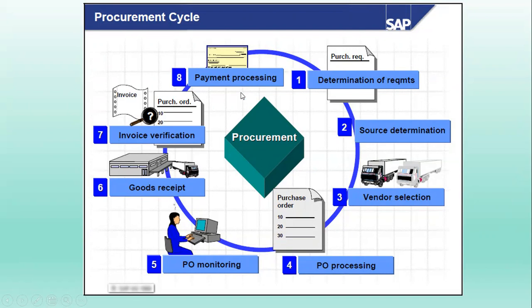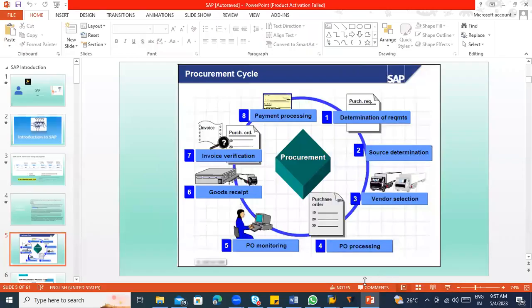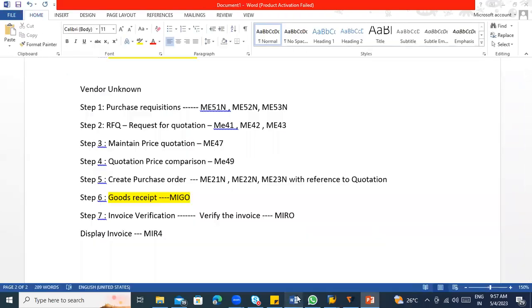So the next one is the finance team will be processing the payment. Once the invoice is verified, we pay them. Once we verified the invoice, the payment processing team, maybe the finance team, will check and the amount will be paid. The vendor will send us the invoice, right? This is the vendor invoice we verified.